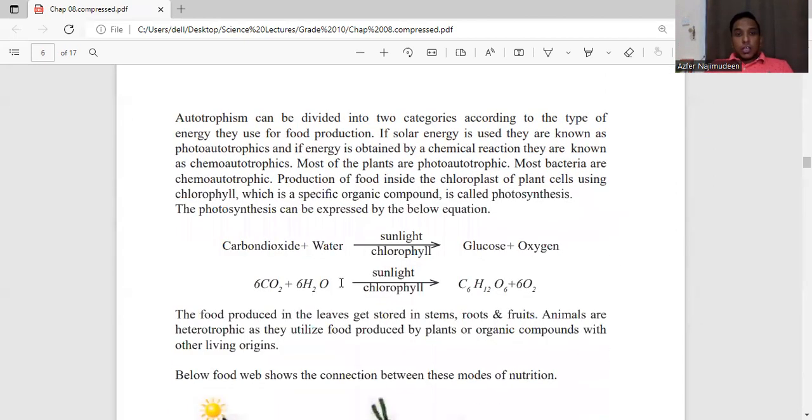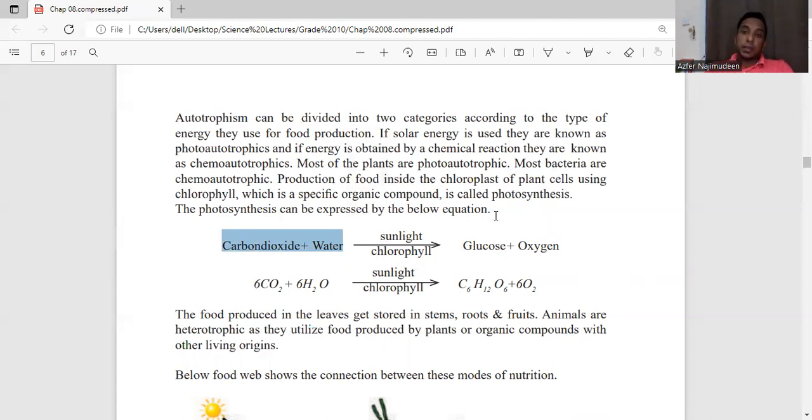Here you can see that they have given you the equation for photosynthesis. That is, carbon dioxide plus water, in the presence of sunlight and chlorophyll, will produce glucose and oxygen. In this you can see glucose is the main product, oxygen is the byproduct, and carbon dioxide and water are the raw materials.